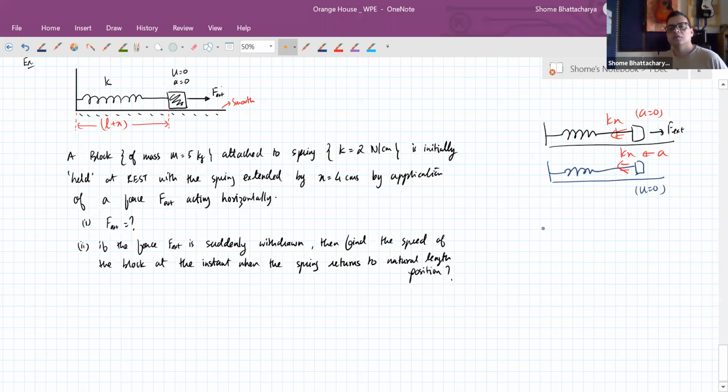Okay. What we want to find out in the second part is by the time the spring is back to the natural length position, what is the speed of the block? And this is back to natural length or x is equal to 0. Here it is at an extended state. So just work this out quickly.